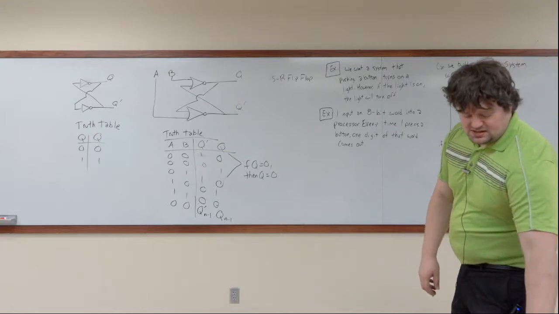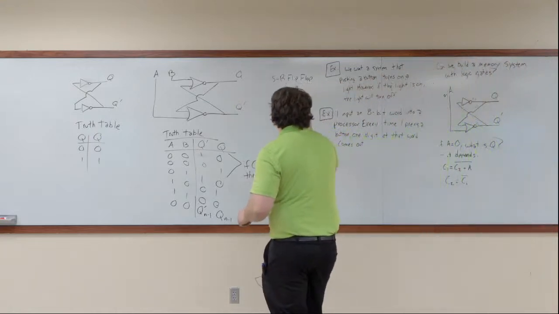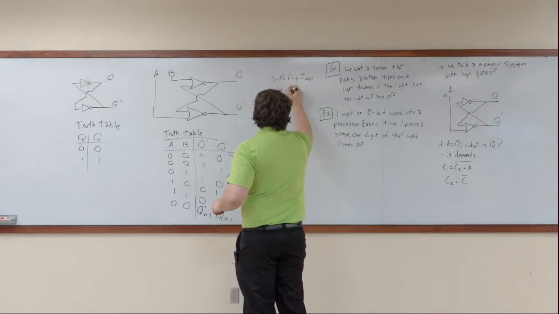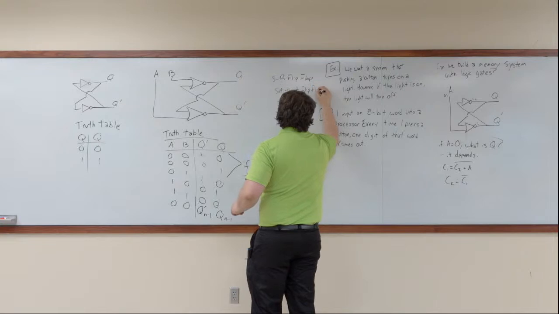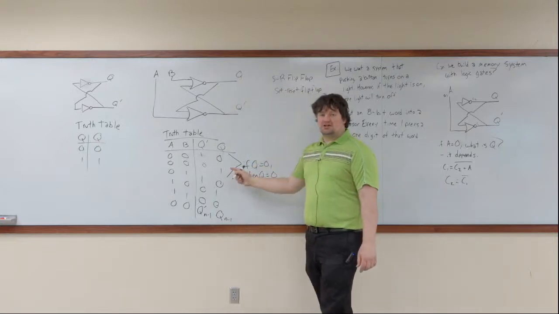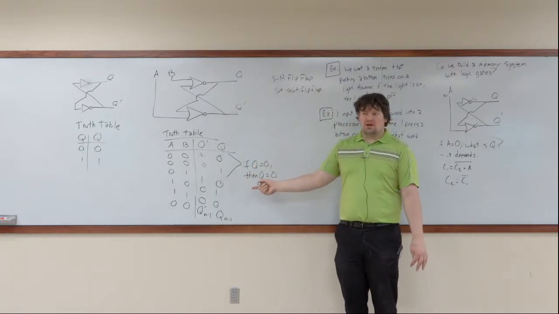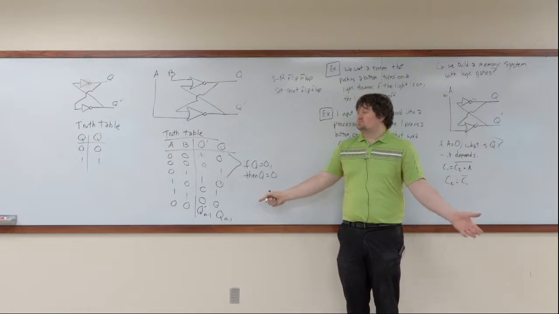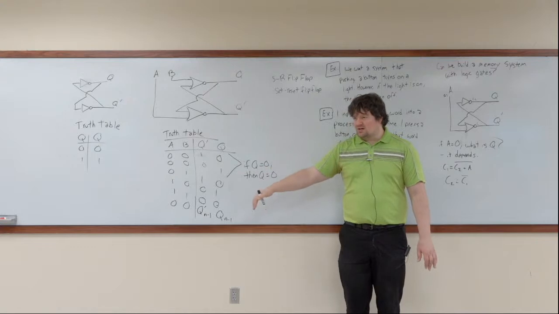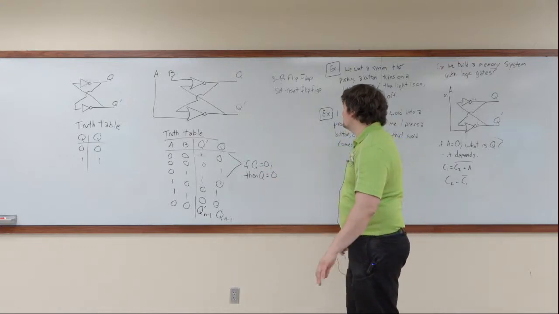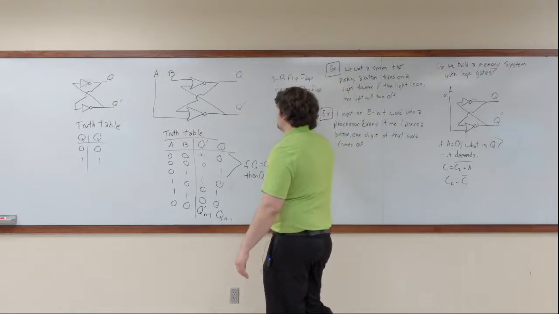Well, what S and R stand for is it's called a set reset flip-flop. Now the reason why it's called a flip-flop is because changing your inputs causes this to flip and flop. That's it. That's why it's called a flip-flop. A memory item is a flip-flop here. Okay? This is called a set reset flip-flop.